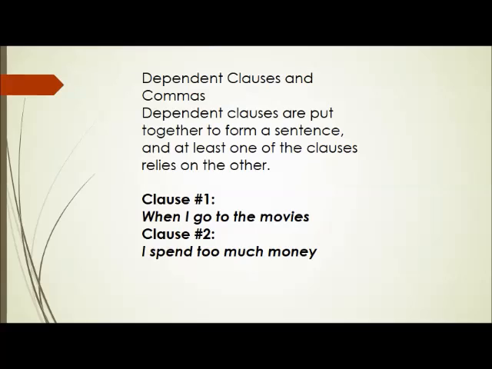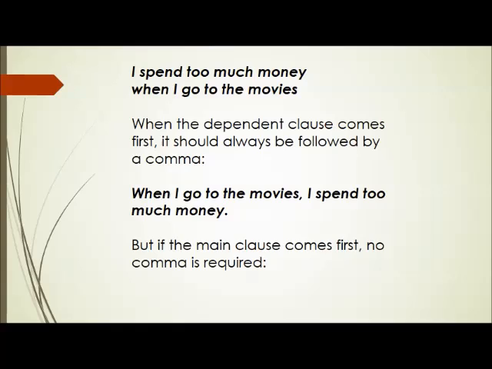For example, clause number one: when I go to the movies. Clause number two: I spend too much money. I spend too much money when I go to the movies. When the dependent clause comes first, it should always be followed by a comma. For example, when I go to the movies, comma, I spend too much money.